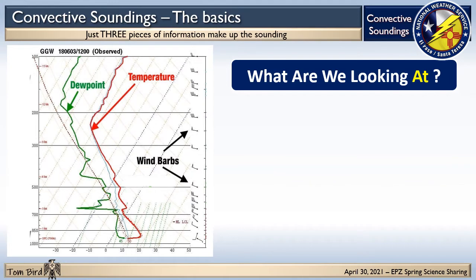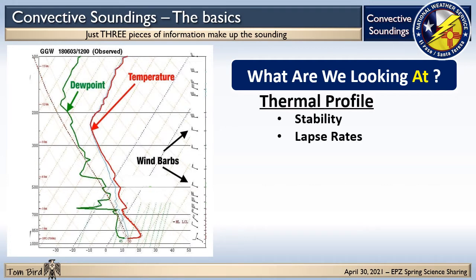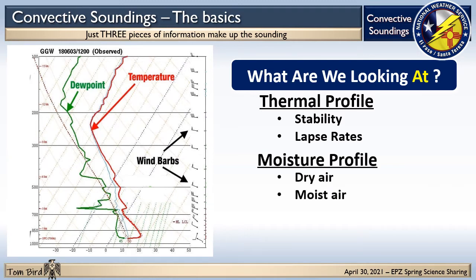Well, there's three pieces of information that make up the sounding that we release from our office every day. The first one would be the thermal profile there in the red, the temperature basically. Looking at that, we can get an idea of the stability of the atmosphere, and we can see the lapse rates, which is the change in temperature with height. The second thing that we easily can see from these is the moisture profile: where the moisture is, where it isn't, how deep it is, how dry it is, that kind of stuff. And then the third thing that we get is the wind profile from the Earth's surface up to the top of the sounding, giving us the speeds and the direction. So that's what we're looking at when we see a sounding.